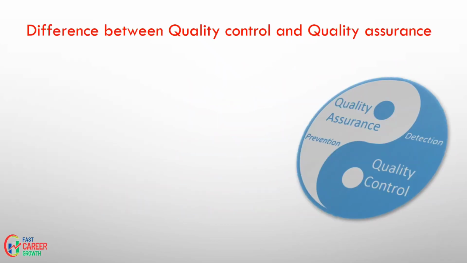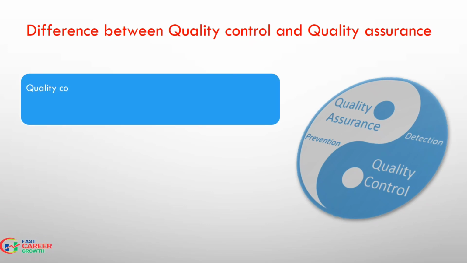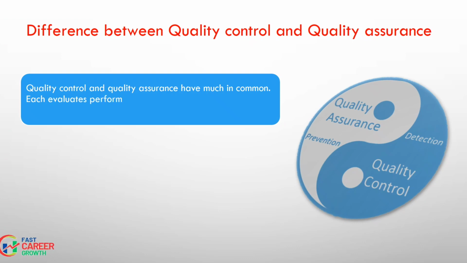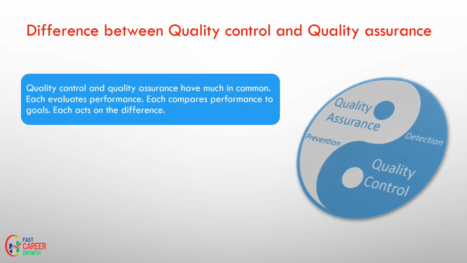Next is the difference between quality control and quality assurance. Quality control and quality assurance have much in common. Each evaluates performance. Each compares performance to goals. Each acts on the difference. However, they also differ from each other.